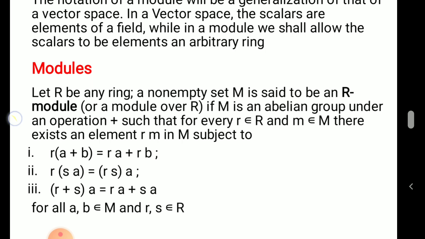If these conditions are satisfied, we say that M is a module over the ring R. Friends, remember the difference between vector space and module. In a vector space, we consider the scalars as elements of a field, and in a module, we consider scalars as elements of any arbitrary ring. As an arbitrary ring does not contain a unity element, that is 1, there is no condition about the unity element here.